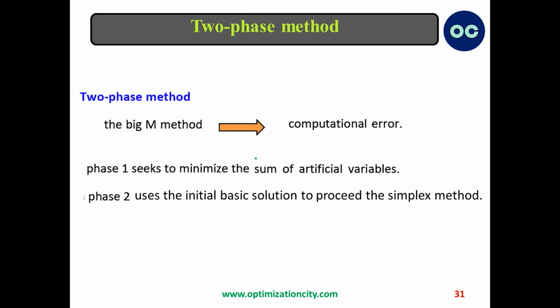However, it can be challenging to calculate the big M in a large model, and it may lead to computational error. In such case, the two-phase method is recommended. This method involves two phases. In phase 1, we aim to minimize the summation of the artificial variable. If the sum of the artificial variable becomes 0 by the end of this phase, this solution is used as the initial basic solution for phase 2. In the next example, we apply the two-phase method.